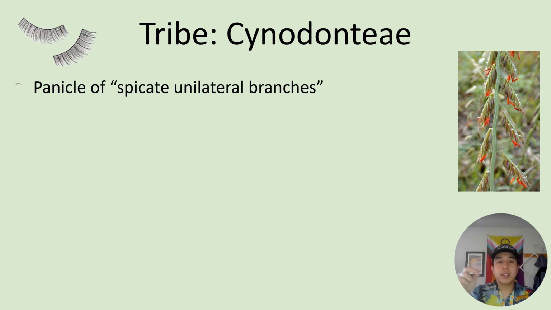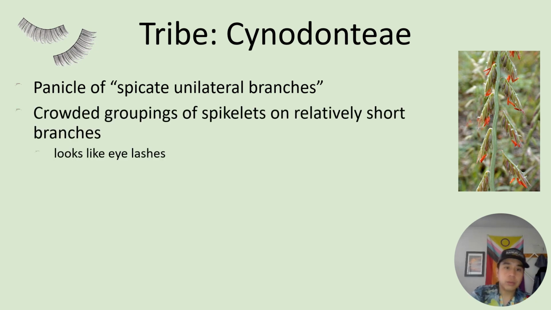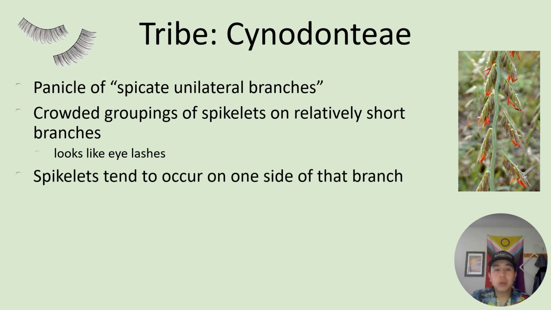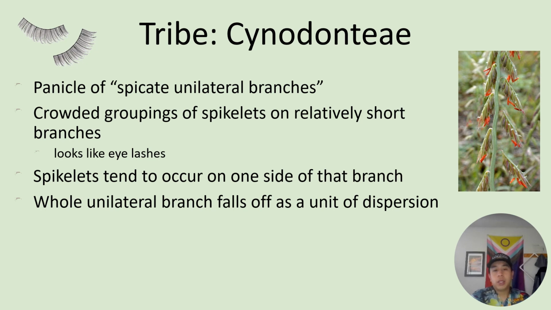So the spike-like inflorescence has these small panicles or these little short branches coming off that main rachis. And then those spikelets tend to occur on one side of that branch, which is what makes it unilateral. Oftentimes, there are crowded groupings of spikelets on relatively short branches, and oftentimes they look like eyelashes. The spikelets, again, are unilateral, so again, that means they tend to occur on one side of that branch. And typically, whole unilateral branches fall off as a unit of dispersion.